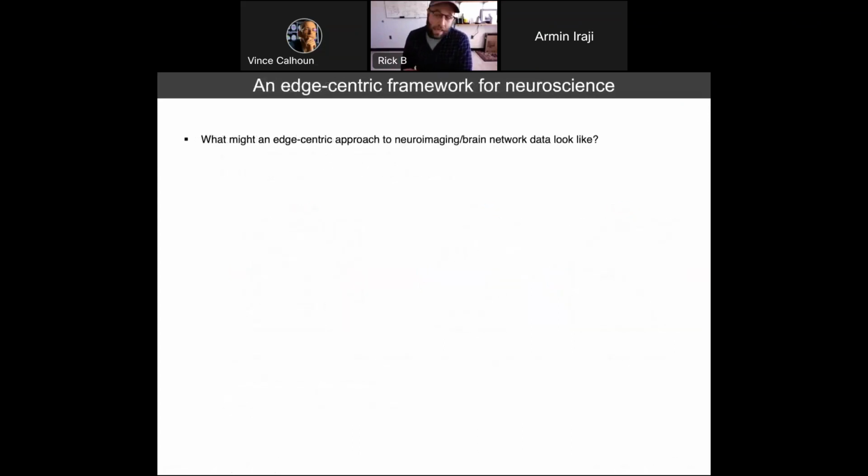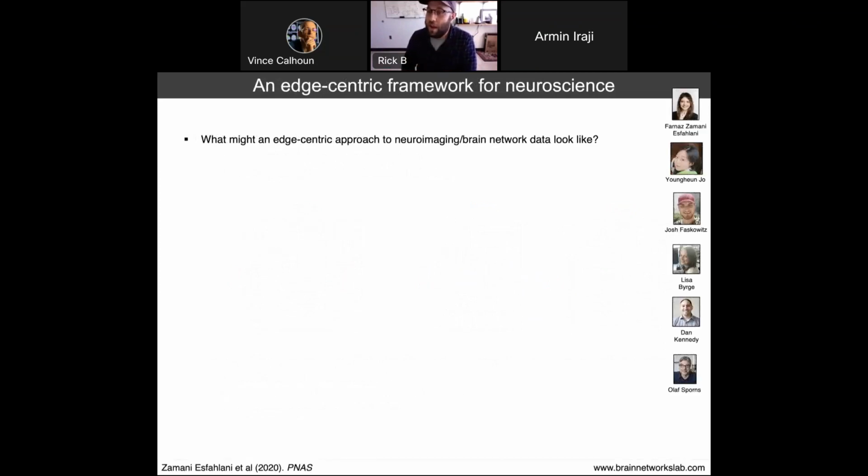So back in 2019, these are pre-pandemic days, we started asking ourselves, if we wanted to take an edge-centric approach to brain imaging or brain network data, what would we do? How would we do this? And we spent a lot of time thinking about this. This, by the way, is work from a big collaboration with lots of people, but led by my postdoc, Farnaz Zamani, and ultimately Josh Faskowitz too. We started asking ourselves, what would an edge-centric approach look like? And eventually we settled on one particular framework.